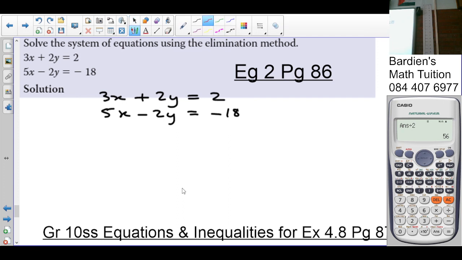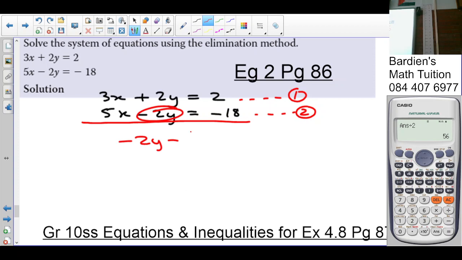What's the first step? Check if the coefficients are the same. Is there a set of coefficients that's the same? Yes, it is the 2. So, if I subtract minus 2y from plus 2y, is it going to eliminate one of those? It will give you negative 4y. So you think I'm going to subtract here? No, we're actually going to add to eliminate the variable. You guys understand?